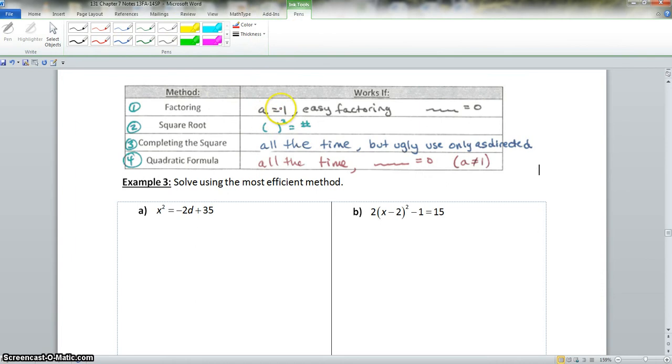Okay, the limitation is, first of all, you must have a equals 1 for easy factoring, so it can equal 0. Okay, number 2, the square root. Remember, we must have this parentheses squared, and it must equal a number, like we said earlier in this exercise. It says completing the square works all the time, but it's ugly, so use it only as directed. And then the quadratic formula, it will work all the time, even if a is not equal to 1.